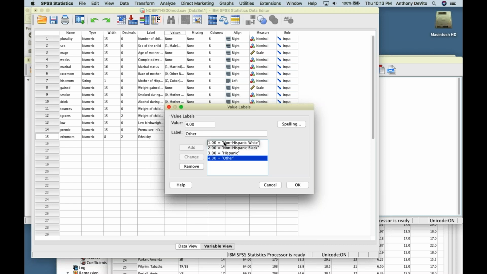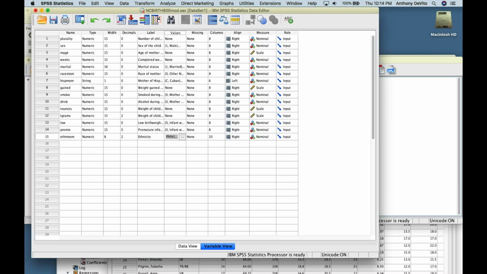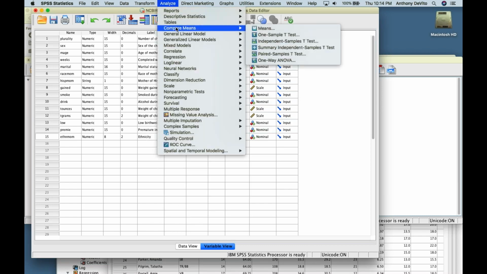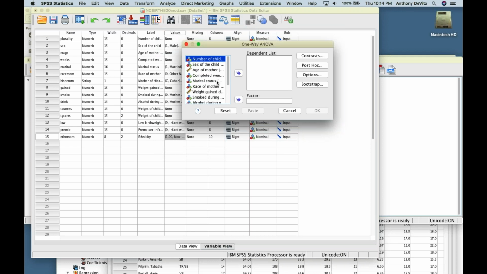If I'm going to use the t-test, I'd have to first compare non-Hispanic white to non-Hispanic black, non-Hispanic white to Hispanic, non-Hispanic white to all the others, non-Hispanic black to Hispanic, and so on and so forth. I'd have to do this like 5 times, right? So we're going to do this using analysis of variance instead. Okay, so I'm going to say analyze, compare means. I'm comparing means, it just happens to be more than 2 groups. So I'm going to go down here to one-way analysis of variance.